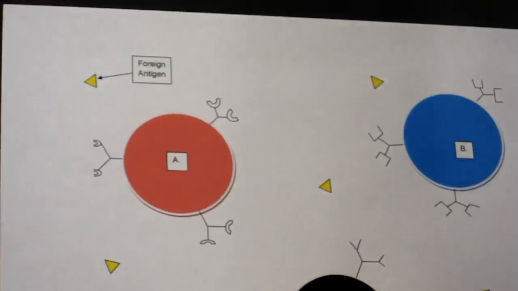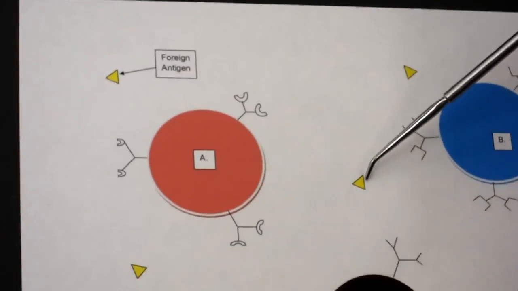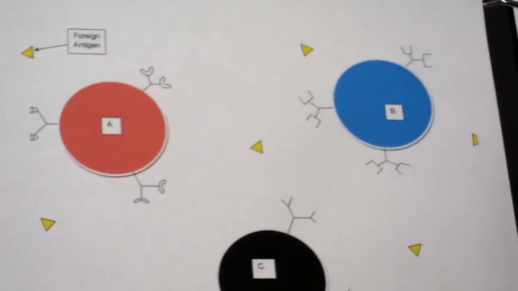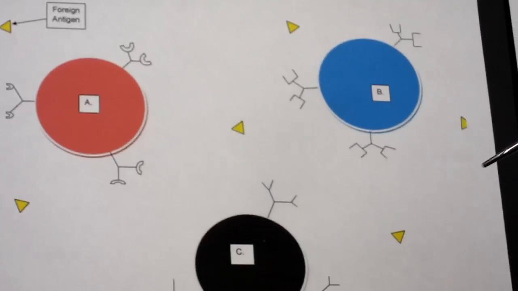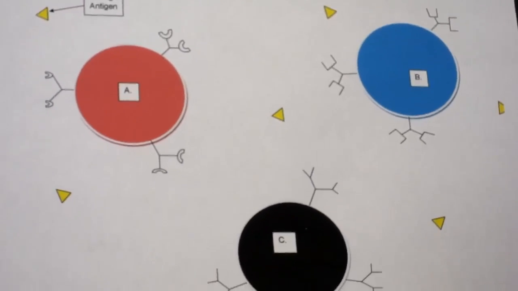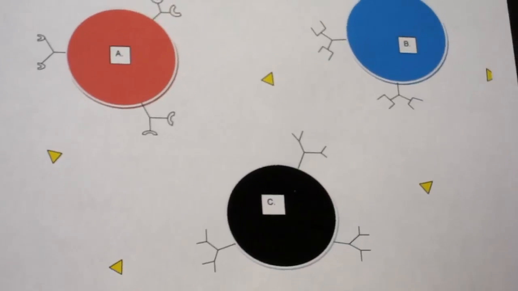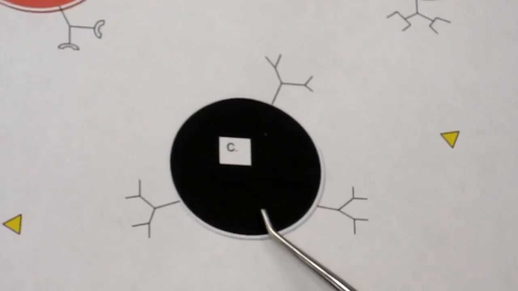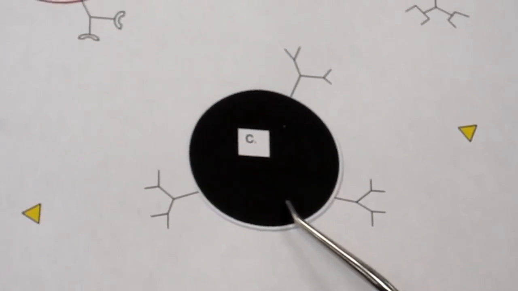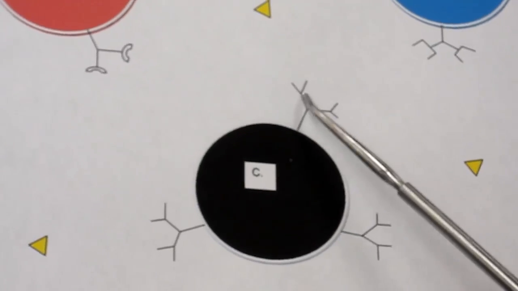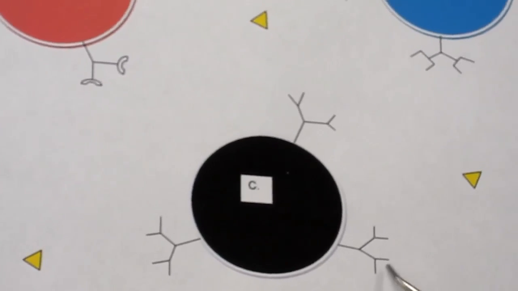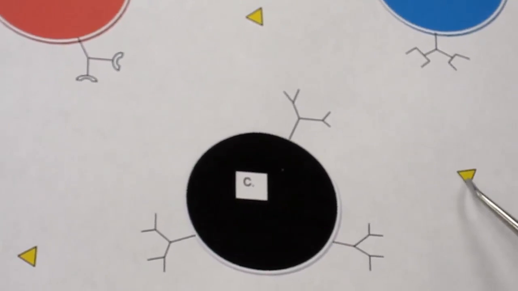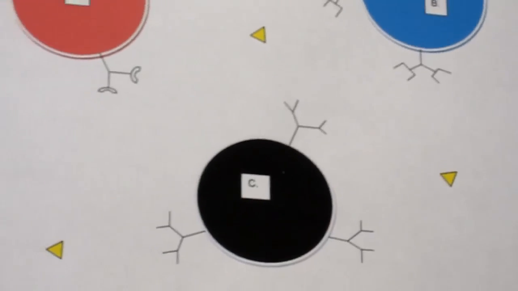We have the foreign antigen represented by these yellow triangles. The foreign antigen is going to be recognized by one of these B cells. The only B cell that has receptors that match up with that foreign antigen is letter C here, B cell C. We can see we have that kind of triangular shape to the specific area of the receptor that would allow it to interact with the foreign antigen.